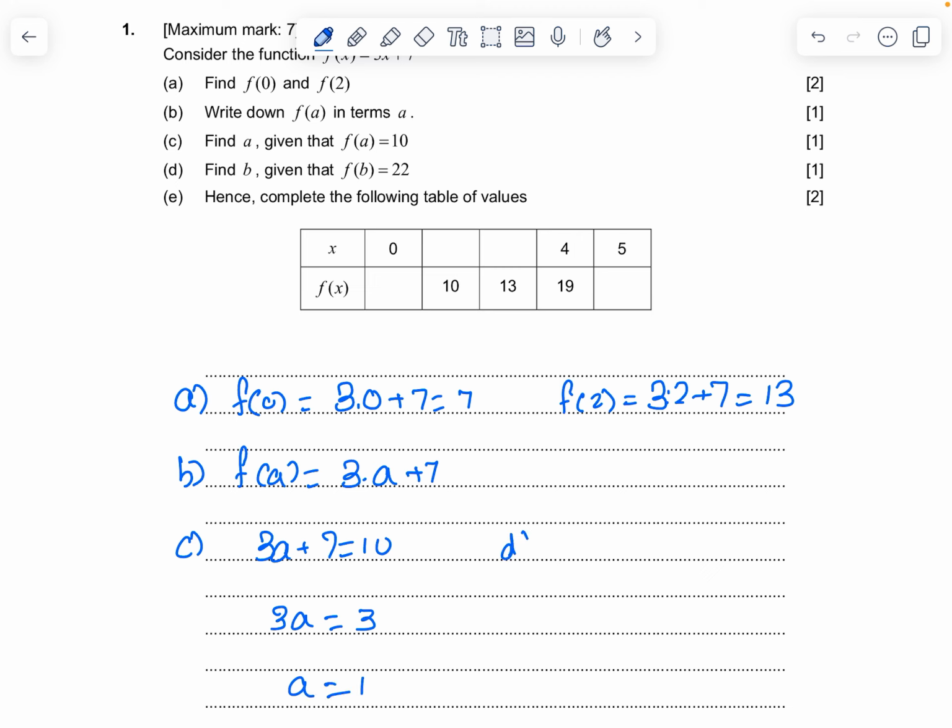Then for part D, find b, where f of b equals 22. So 3b plus 7 equals 22. So 3b equals 15. So b equals 5.